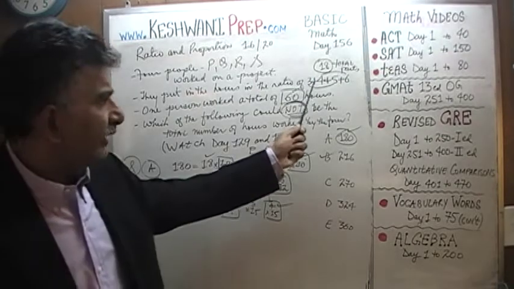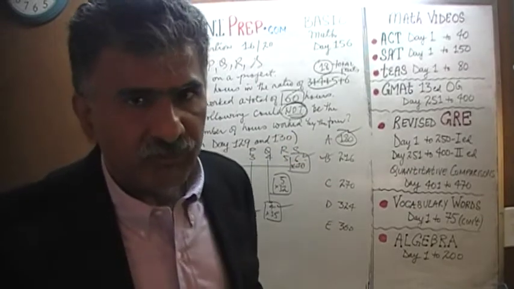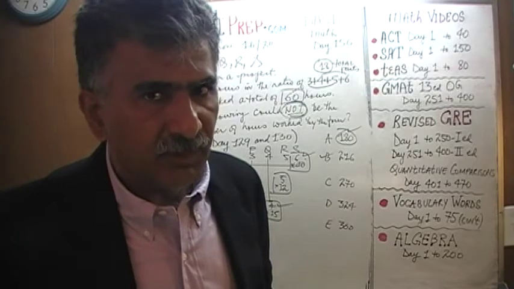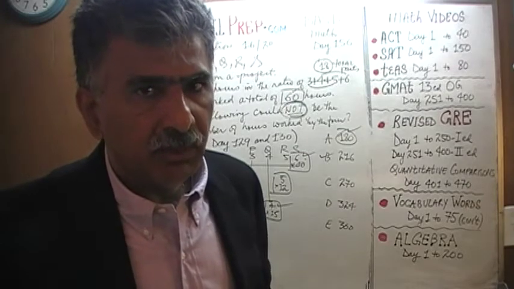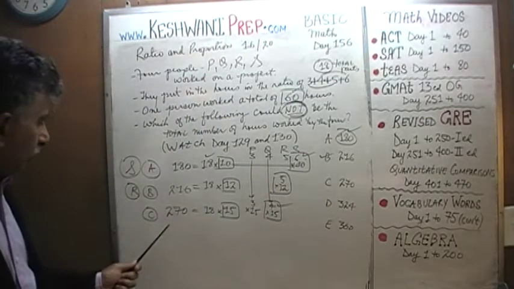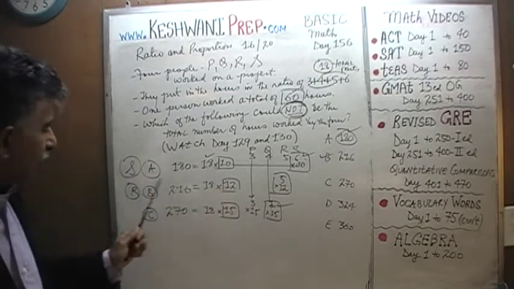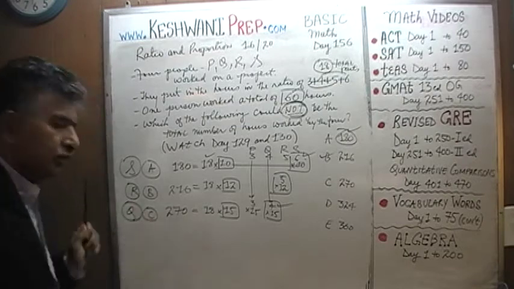It is possible, given the fact that these people worked in the ratio of 3 to 4 to 5 to 6, and given the fact that one person has worked 60 hours, we are told, it is possible that these people together may have worked a total of 270 hours. It is possible. And in that case, it is the person Q who has worked 60 hours.